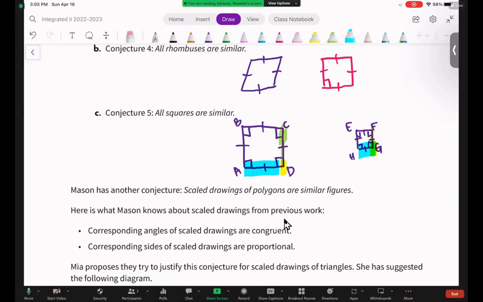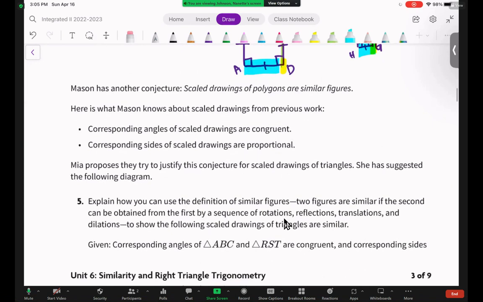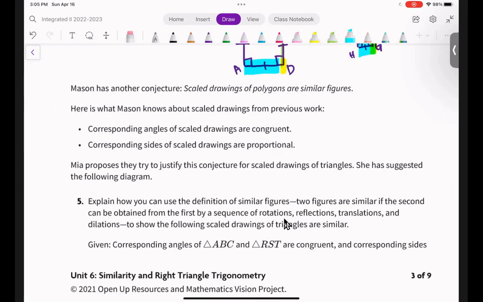Okay. So Mason has another conjecture. He said scaled drawings of polygons are similar figures. So what a scaled drawing is, it's a smaller version of the same thing. So if you remember when we were making that copy of that man, remember from the first or second lesson, this is what we're doing here. That's a scaled drawing. So here's what Mason knows about scaled drawings from previous work. Corresponding angles of scaled drawings are congruent and corresponding sides are proportional.